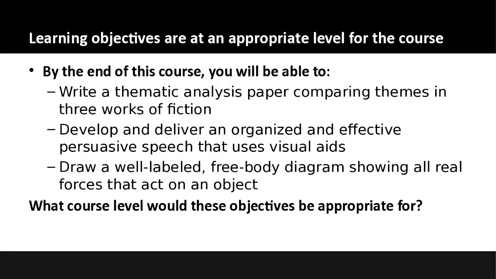So let's talk about, if there's no physics people in the room, can we still make some guesses on what the appropriate level of the course might be for these different learning objectives? Because that's also something important to consider when you're writing them. So do we think that the thematic analysis paper is introductory, a 100 level course? Or is that something maybe more in the 300, 400 level course?